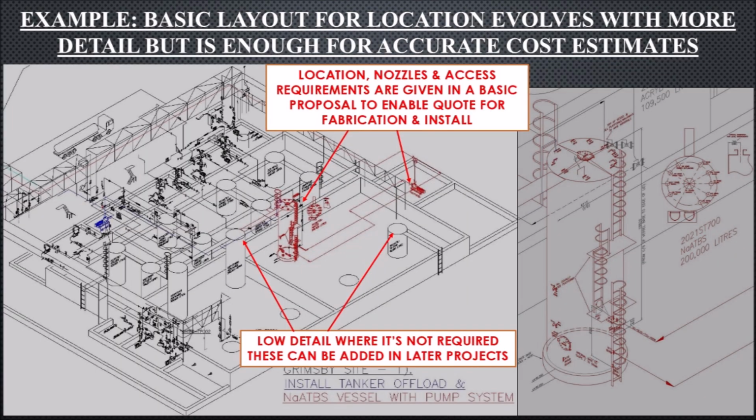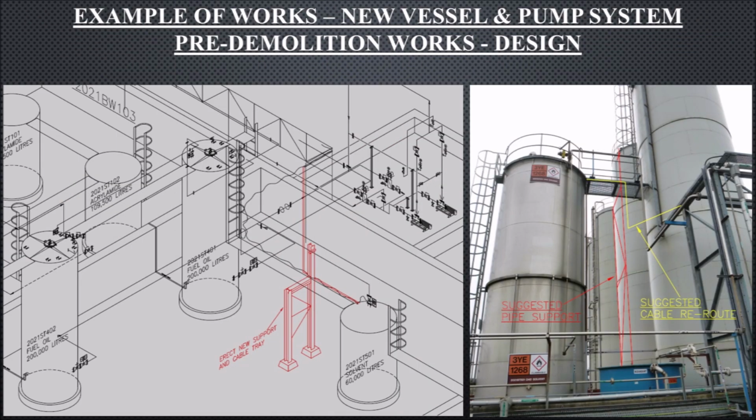The basic layout evolves for more detail, but is not for accurate cost estimates. This shows only what's required for locations of equipment, details of nozzles and access, so companies can supply accurate quotes. The existing fuel oil vessels were redundant, but in order to remove them, the pipe and communication cable still in use on the solvent tank had to be supported by another means, as a walkway had to be removed.